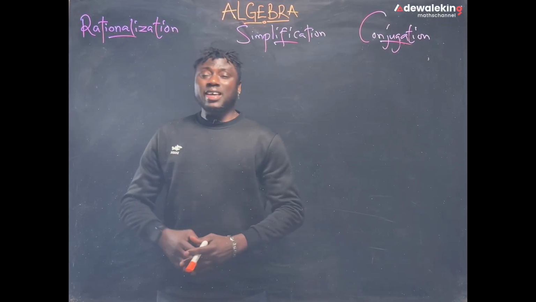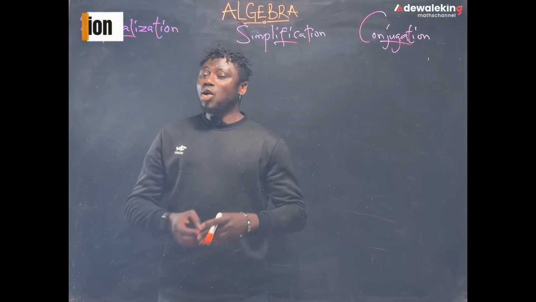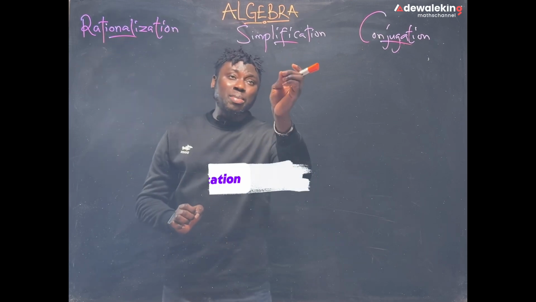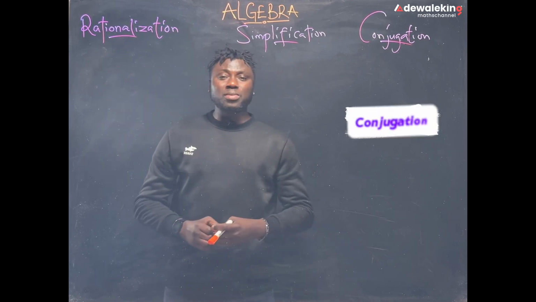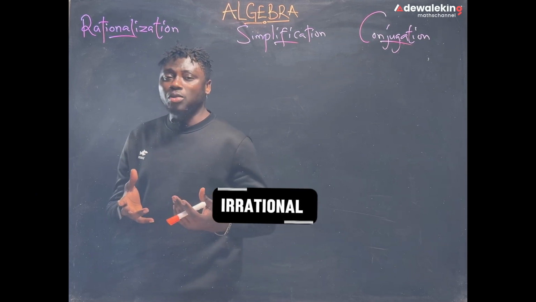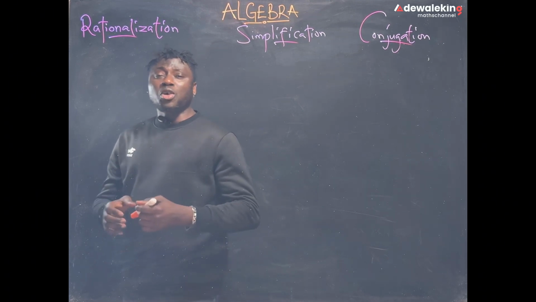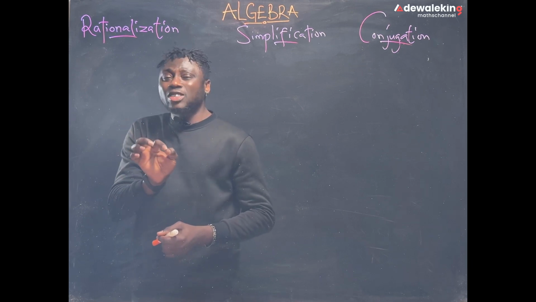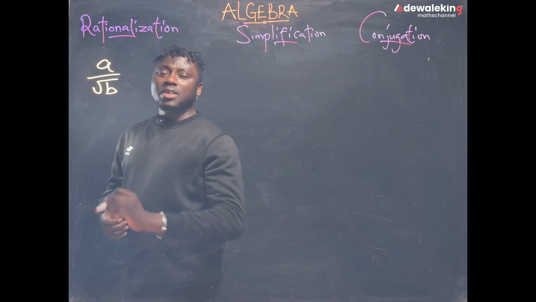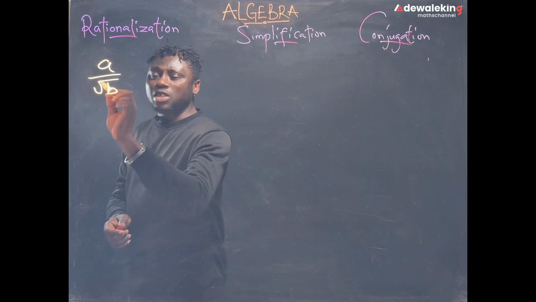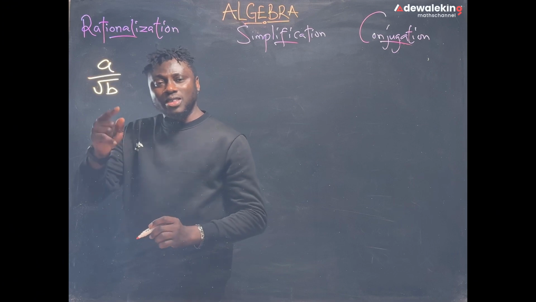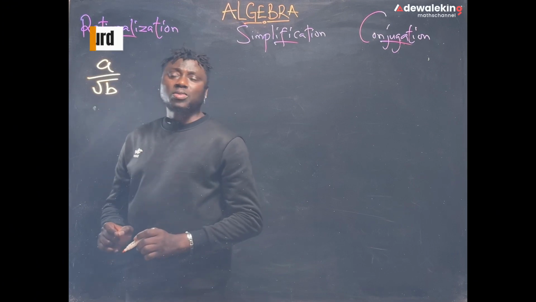Surd problems can be presented or modified by rationalization, simplification, or conjugation. A surd is in itself irrational. It is irrational because of the root in the denominator. For instance, if I say a over root b, this is the denominator. The denominator is carrying a root. Therefore, this is an example of a surd.